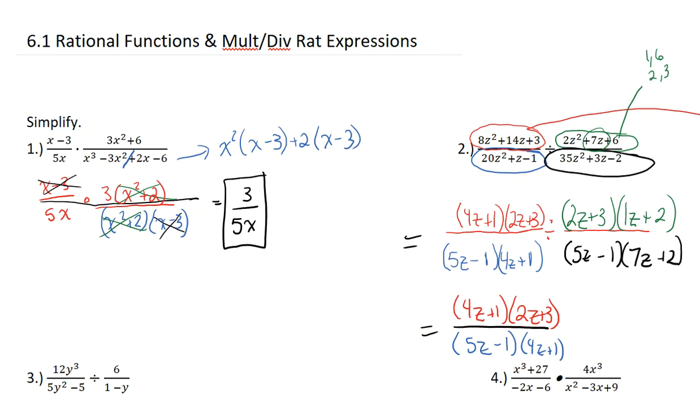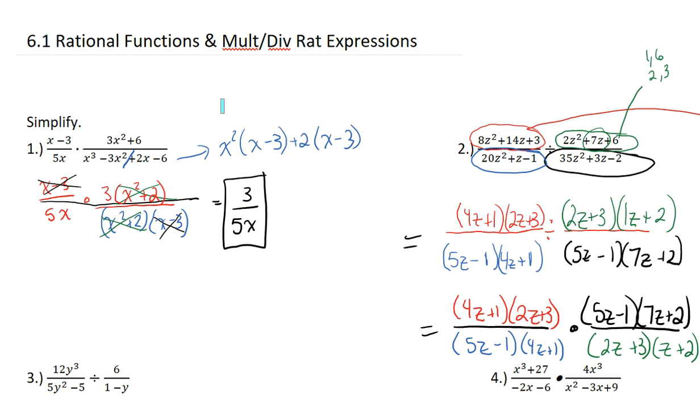And then again, we're going to multiply by the reciprocal. So I'm going to bring this 5z minus 1 to the numerator and the 7z plus 2 to the numerator. And then finally, the 2z plus 3 to the numerator and the z plus 2 to the denominator. And then I'll see what cancels.